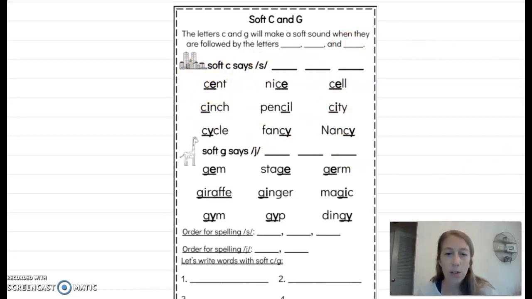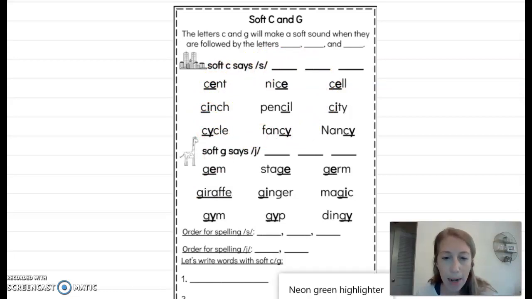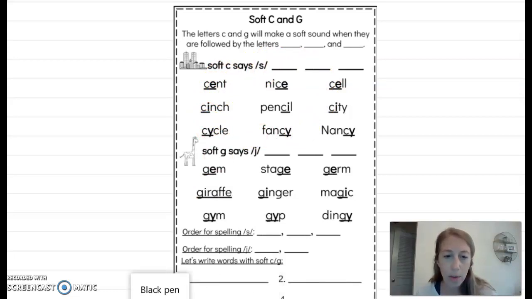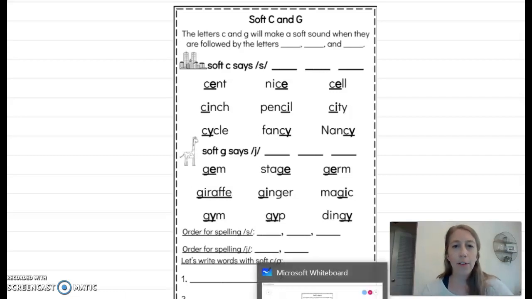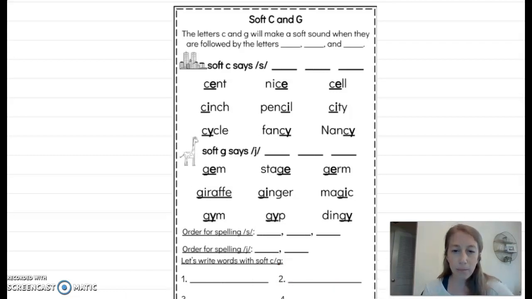So I am going to grab my pen first, or pencil if you have one, and I'm going to first go ahead and trace, or write, the letter C, and I'm going to say S, S, S. I made the soft sound when I wrote it, because that's the focus of today. We're talking about the soft sound it makes, so it can say S. Now I'm going to grab my highlighter, and I want to find out which letters have to come after it in order for it to say S.